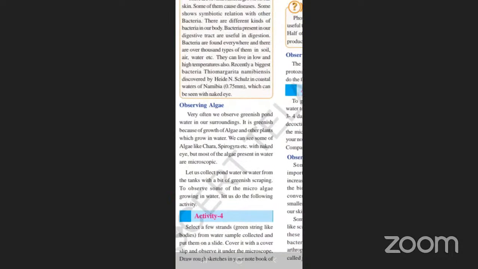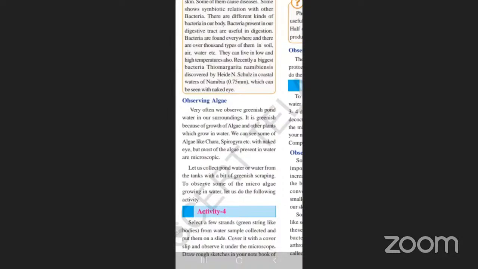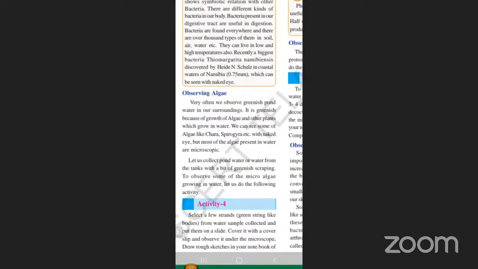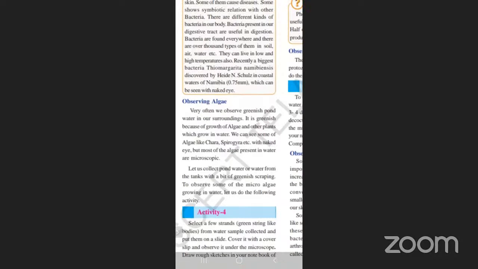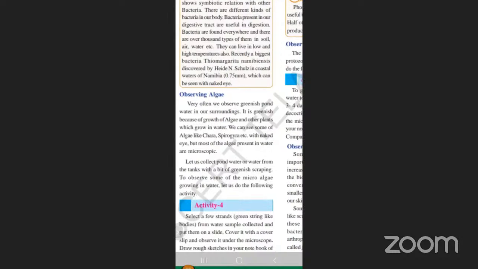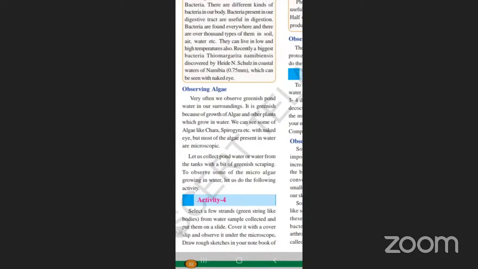We can see some algae like Chara, Spirogyra, etc. with the naked eye. No need for a microscope here. With the naked eye also we can see that greenish material. If you want to observe under a microscope, you have to collect a sample from that greenish material and observe it. But most of the algae present in water are microscopic, children.